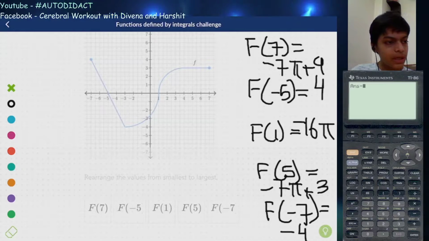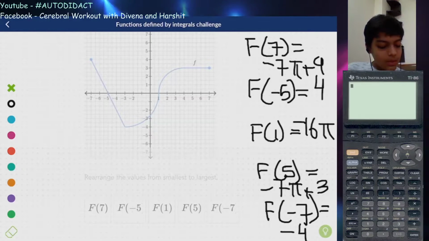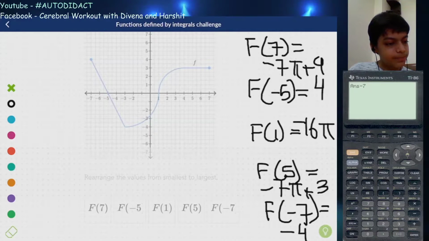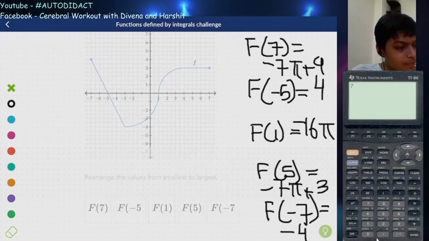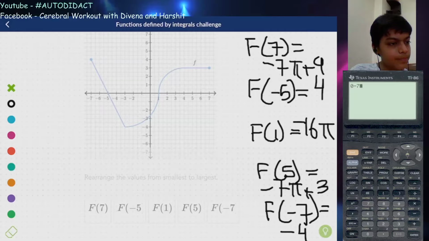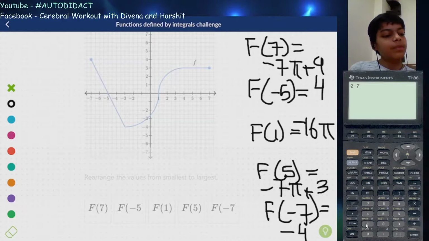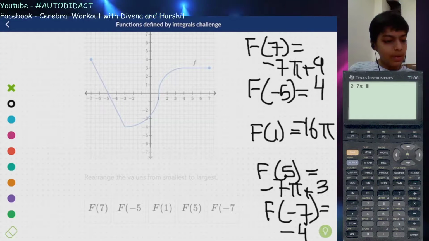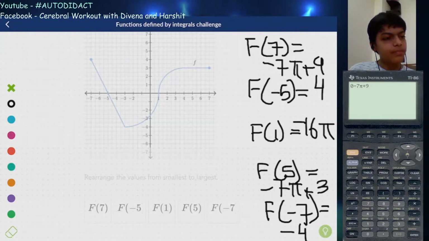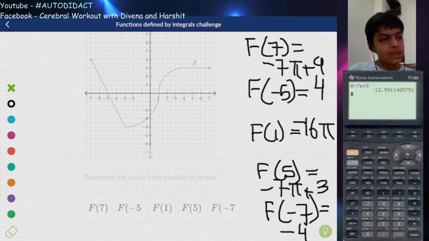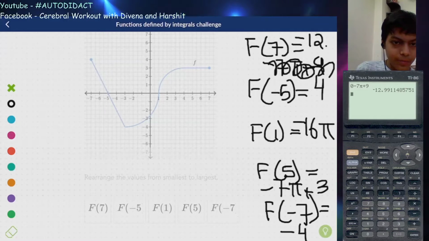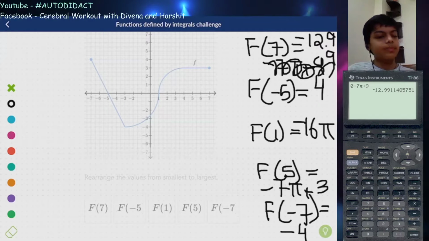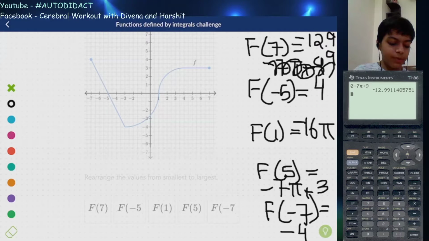Calculator. What is negative 7 pi? Zero minus 7 pi. 7 pi plus 9, what is it equal to? It is equal to negative 12.99. This is equal to negative 12.99. And let's see what f of negative 5 we already found out is equal to 4.